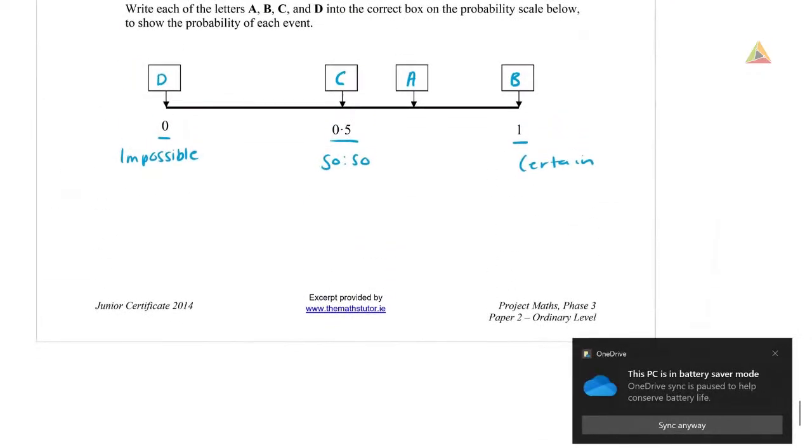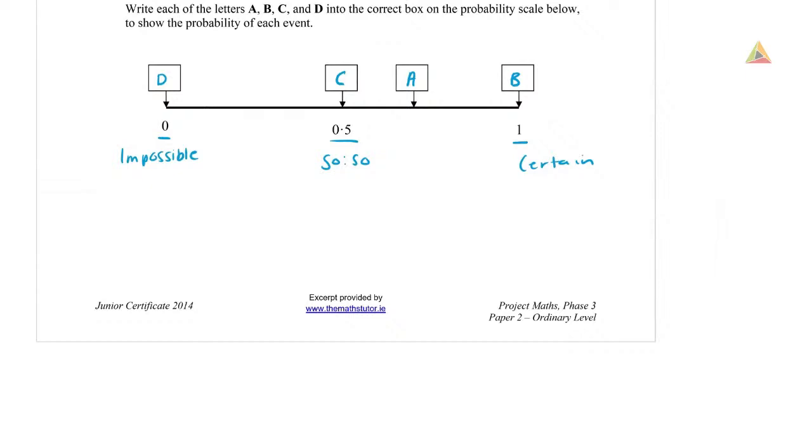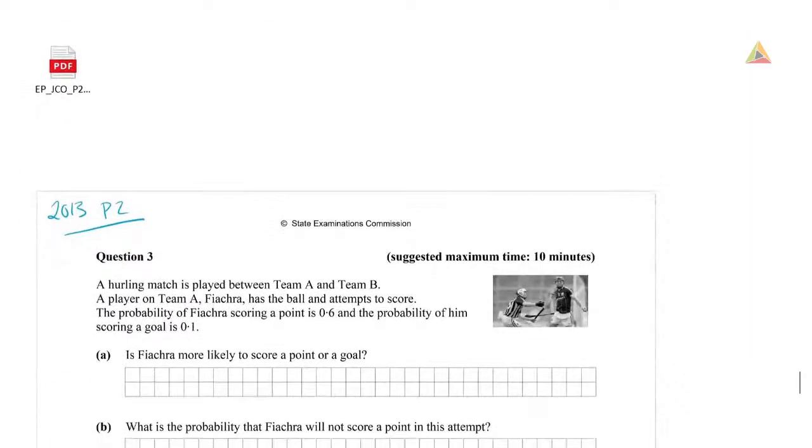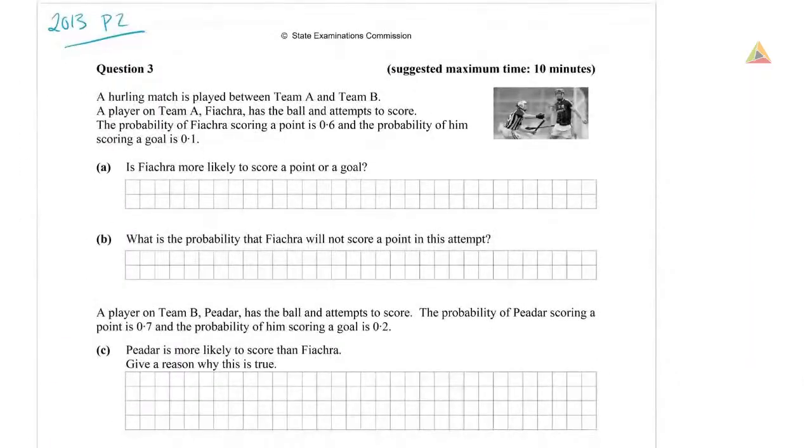So I think we have one more question to do. So I'm going to put that down now. I'm going to scroll down. We're going to go to one more question. So I'm going to scroll down here now to the last question. So 2013 paper 2, question 3.